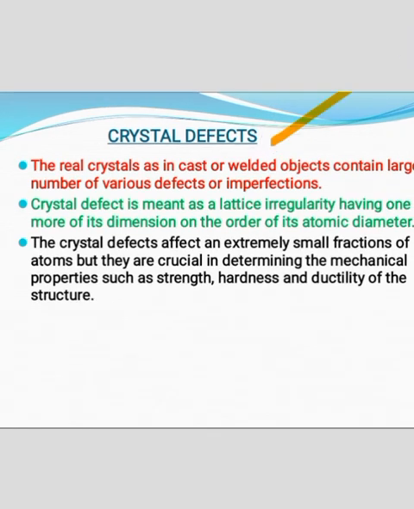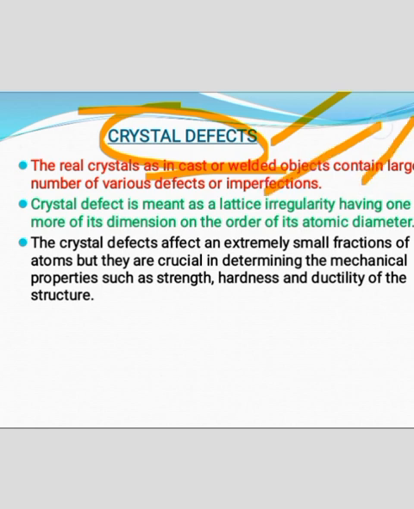And finally, the interesting topic is crystal defects. In nature, any material has some defects. A real crystal, or a cast or weld substrate, contains a large number of various defects or imperfections. A crystal defect means a lattice irregularity having one or more of its dimensions on the order of an atomic diameter. Crystal defects affect extremely small fractions of the atoms, but they are crucial in determining mechanical properties such as strength, hardness, and ductility of the structure.